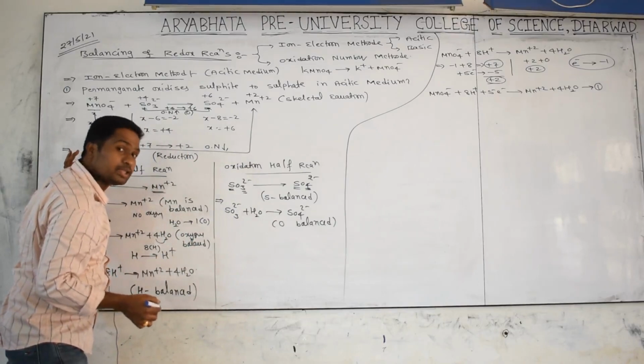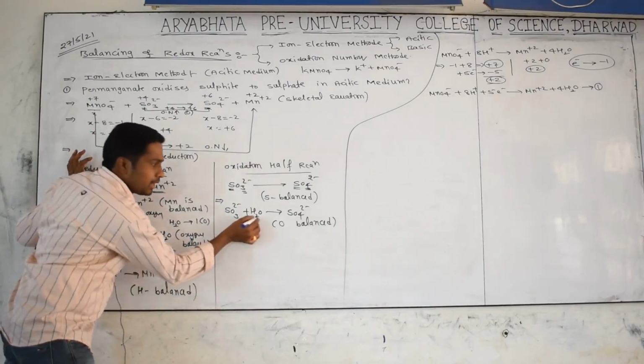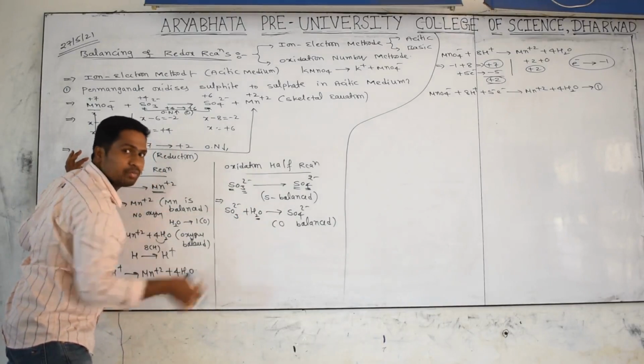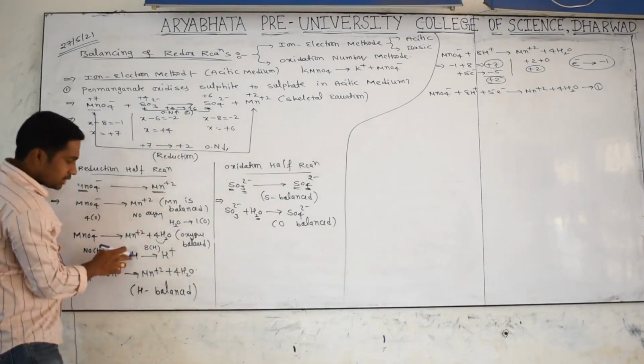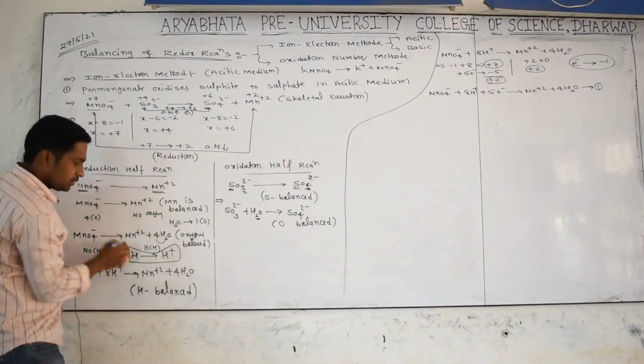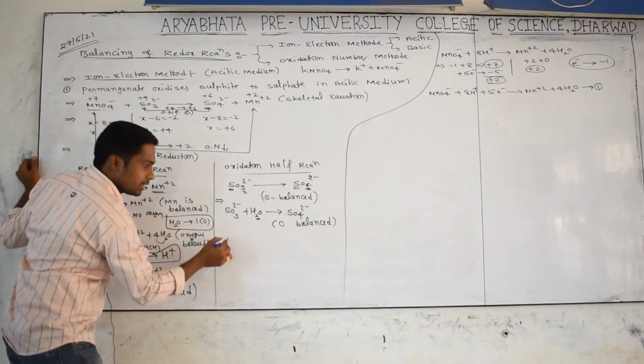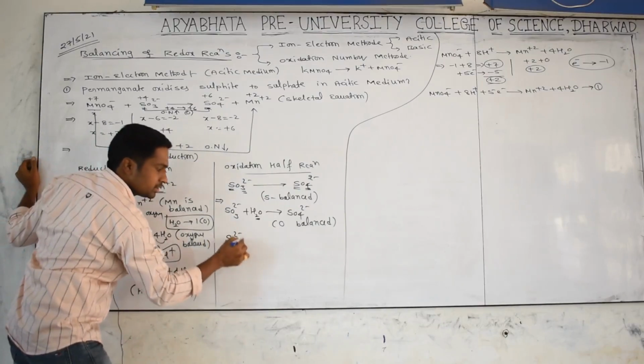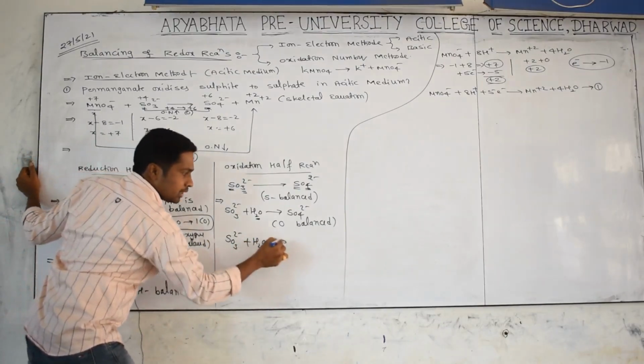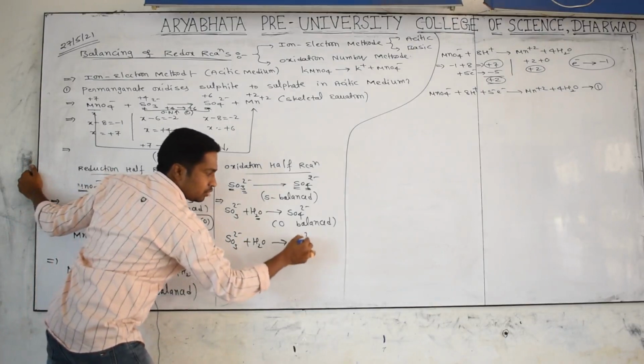Hydrogen, by adding H plus particles. How many hydrogens are on the left side? 2. On the right side we want 2. To balance the hydrogen atoms, which particle should we add? H plus particles should be added. Yes, that's why I write SO3 2 minus plus H2O gives rise to SO4 2 minus.